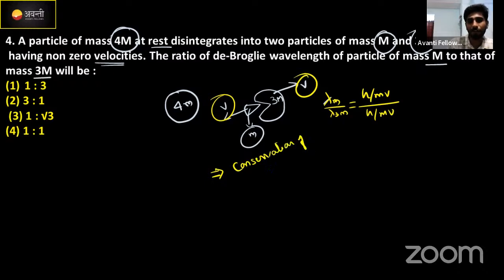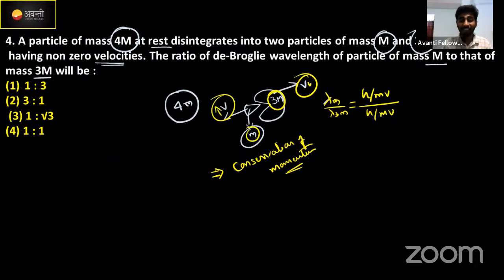Conservation of momentum. Conservation of momentum means that when it is disintegrated, that is, broken, the bigger mass 3m moves with a small velocity, and the small mass m moves with a higher velocity.